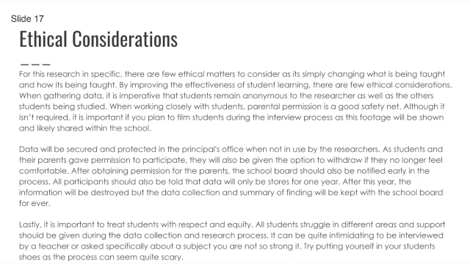Students will need to gain parental permission to participate, and we will also need consent from the school board to conduct our research. Lastly, it is important to treat students with respect and equity. All students struggle in different areas, and support should be given during the data collection and research process. It can be quite intimidating to be interviewed by a teacher or asked specifically about a subject you're not strong in. As teachers and as researchers, we should try putting ourselves in our students' shoes so we can see what they feel and how they feel.